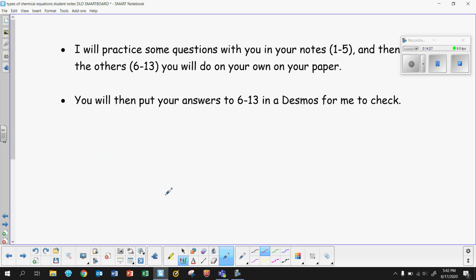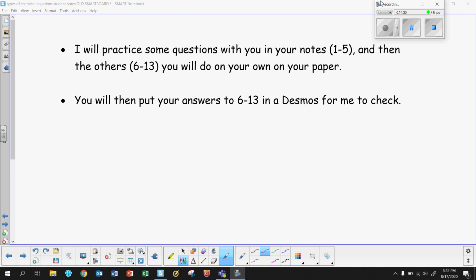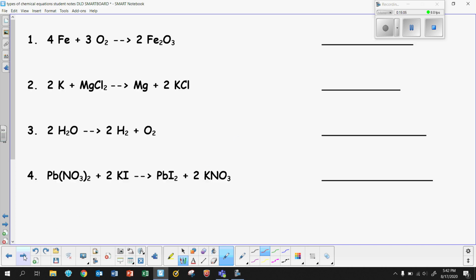So what I'm going to do now is some practice with you. I am going to do the practice with you. That's number 1 through 5 in your notes. And then you will do 6 through 13 on your own. But after you have labeled 6 through 13 on your paper, you're going to want to come back to the Zoom so that we can enter questions 6 through 13 into a Desmos that I'll have. But I won't put the Desmos up to put those answers in until everybody has finished going through the video and practice problems 1 through 5. So let's look at 1 through 5 together.